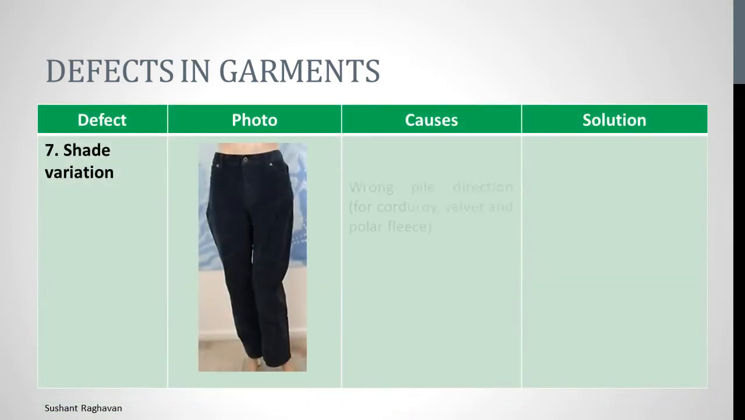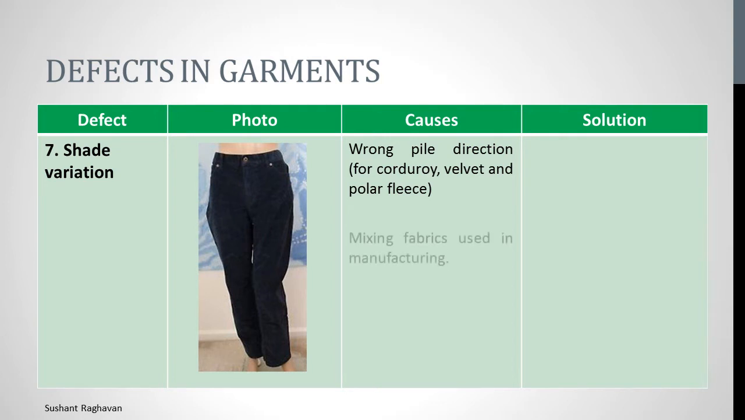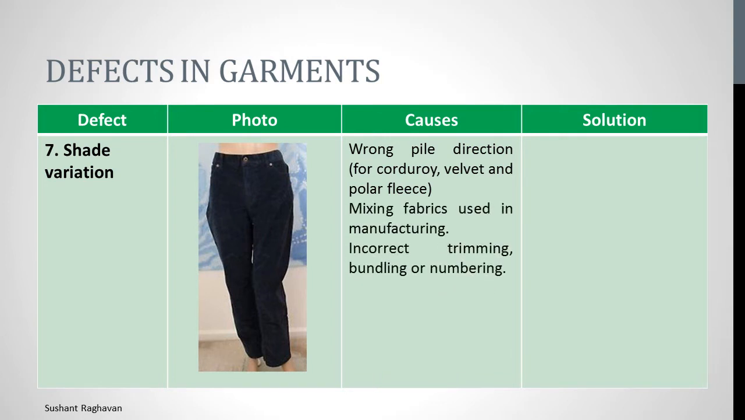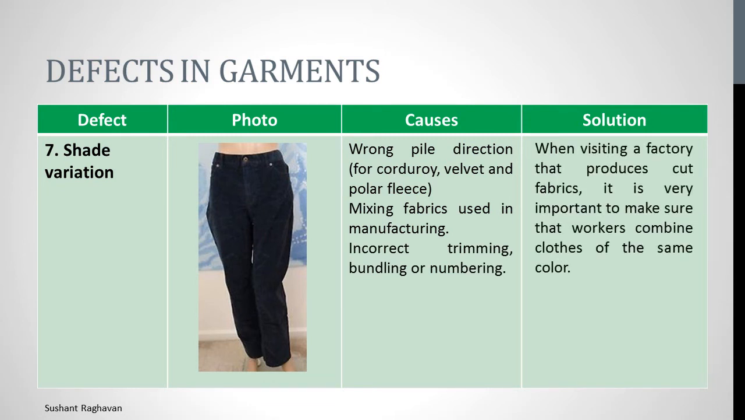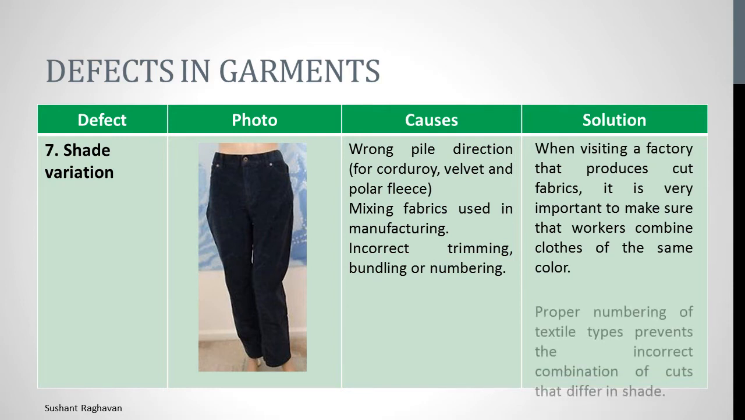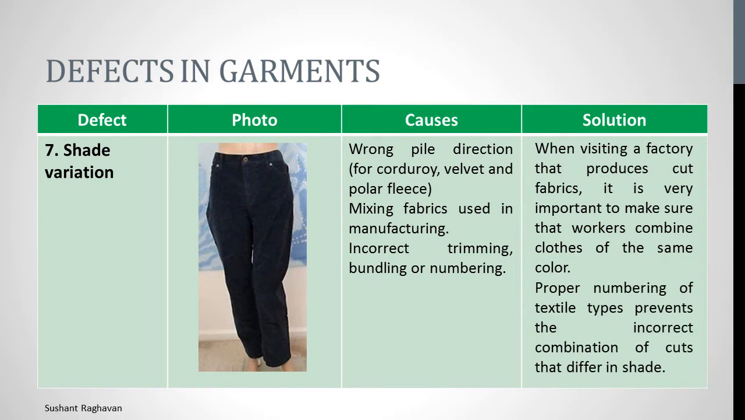Shade variation. Wrong ply direction for corduroy, velvet and polar fleece. Mixing fabrics used in manufacturing. Incorrect trimming, bundling or numbering. When visiting a factory that produces cut fabrics, it is very important to make sure that workers combine cloths of the same color. Proper numbering of textile types prevents the incorrect combination of cuts that differ in shade.